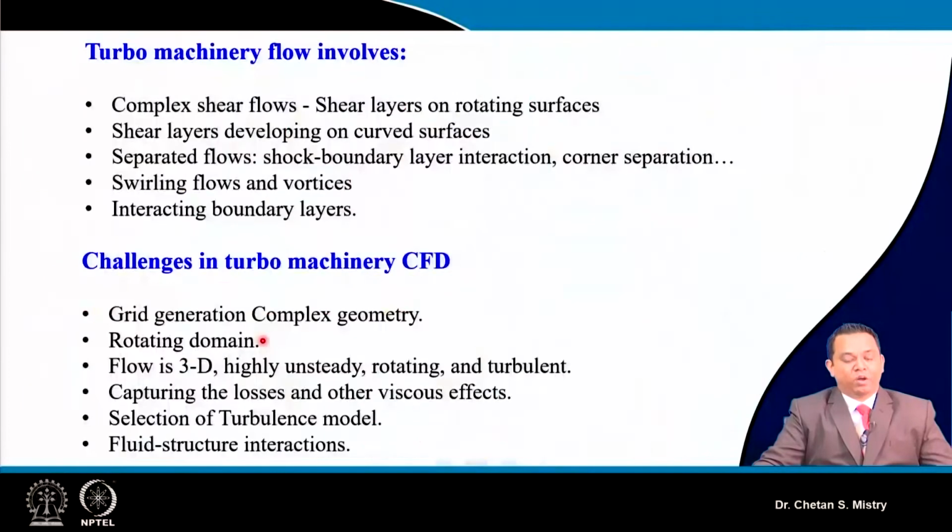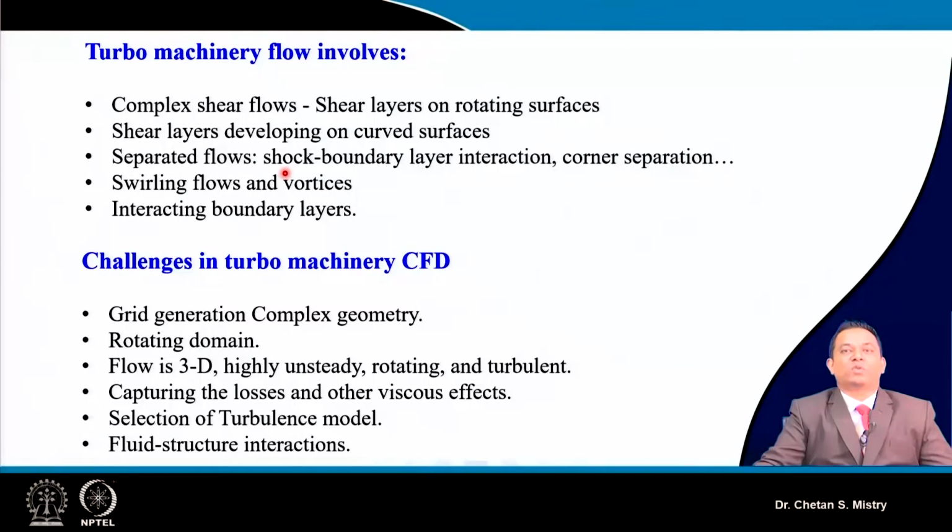Now let's move to turbomachinery applications. When we are talking of this, we will have complex shear flows. We will have shear layers on rotating surfaces, and shear layers developing on the curved surface. We will have separated flow, shock boundary layer interaction, and corner separation. All of this leads to secondary flow, which will be generated within the flow passage.